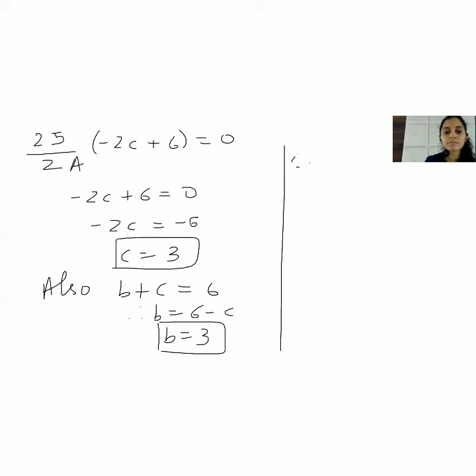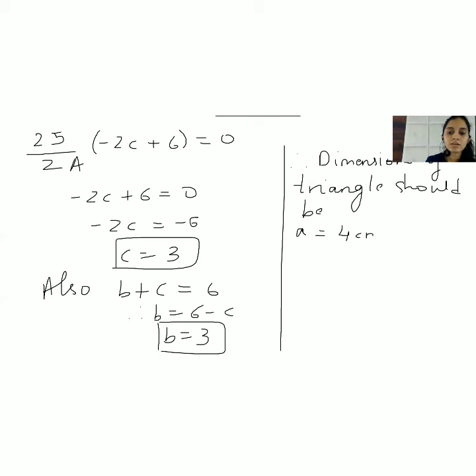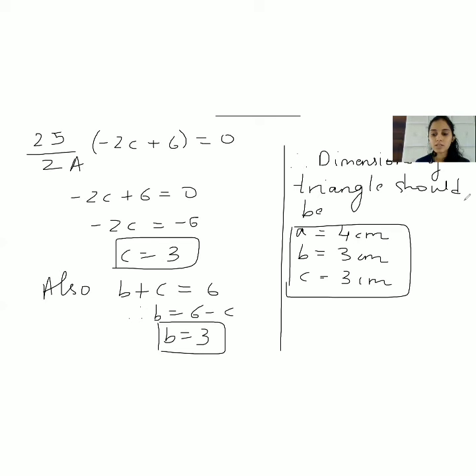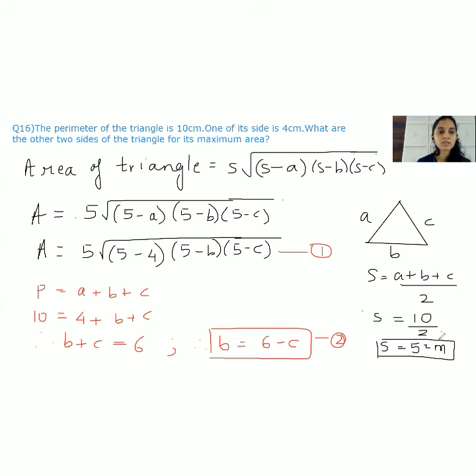Therefore, the dimensions of the triangle should be, one they have already given to you, so A is equal to 4 that they have given us, right? B equal to 3 centimeters we found out, and C equal to 3 centimeters for the area to be maximum. Clear? This is question number 16 that we just solved. Clear? Okay, let us go to question 17 now.